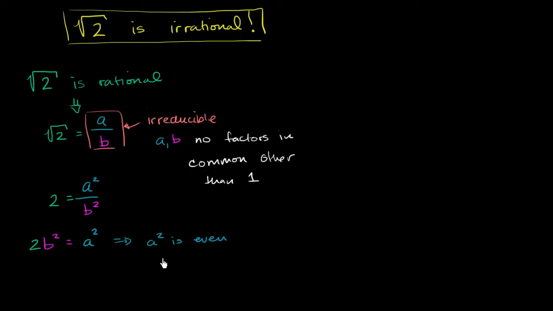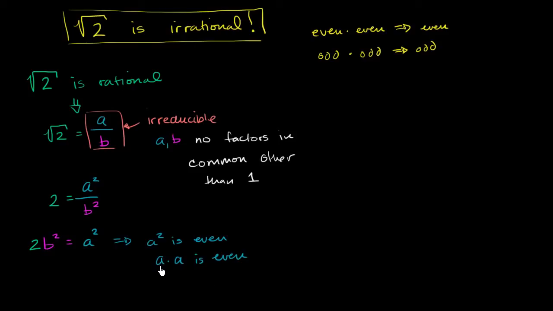So this is another way of saying that a times a is even. So what does that tell us about a? Well, let's just remind ourselves. We're assuming a is an integer, so a is either going to be even or odd. And we just have to remind ourselves, if we multiply an even times an even, we get an even number. If we multiply an odd times an odd, we get an odd number.